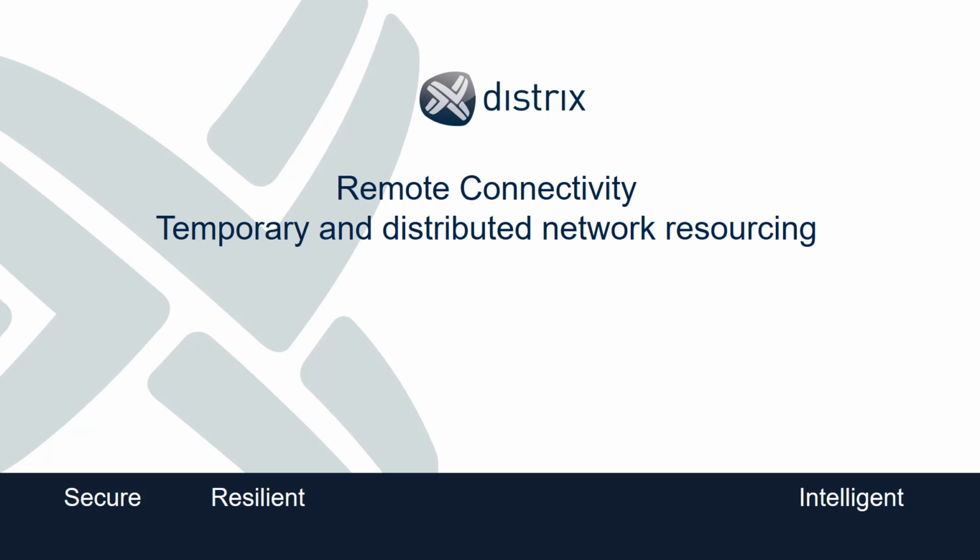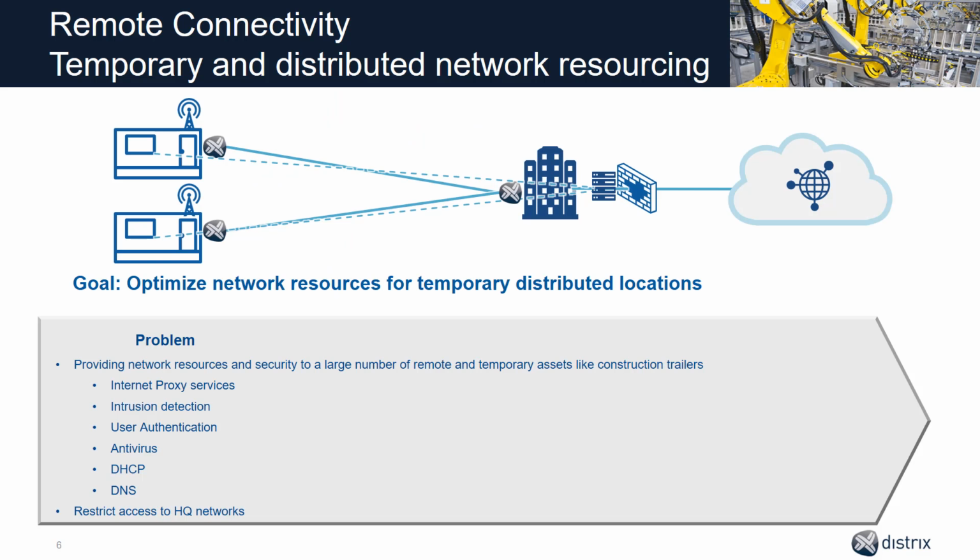In this segment, we will explore some of the challenges and a simple solution to providing network resources to distributed and temporary locations. One common example of this type of deployment is in the construction industry. For instance, a company may have one or many site trailers, each located at a construction site for anywhere from 6 to 18 months. Each site requires internet access, and the company wants to ensure IT security for both the sites and the users. Services like web proxy, intrusion detection, antivirus, or authentication, even network addressing and DNS services end up being individually deployed at each location, and only for a brief period.